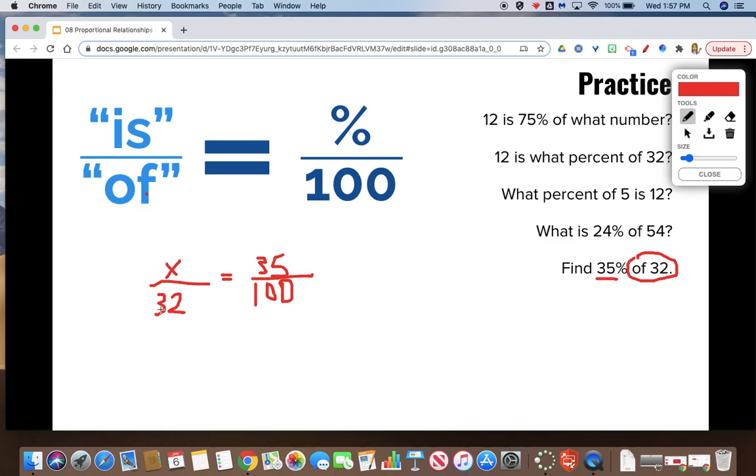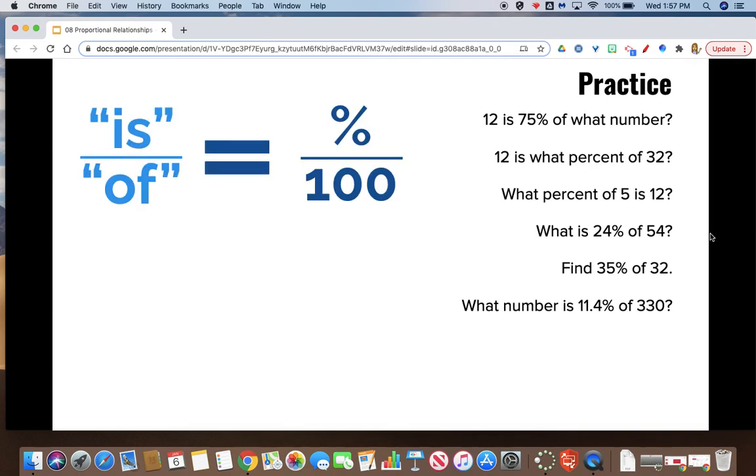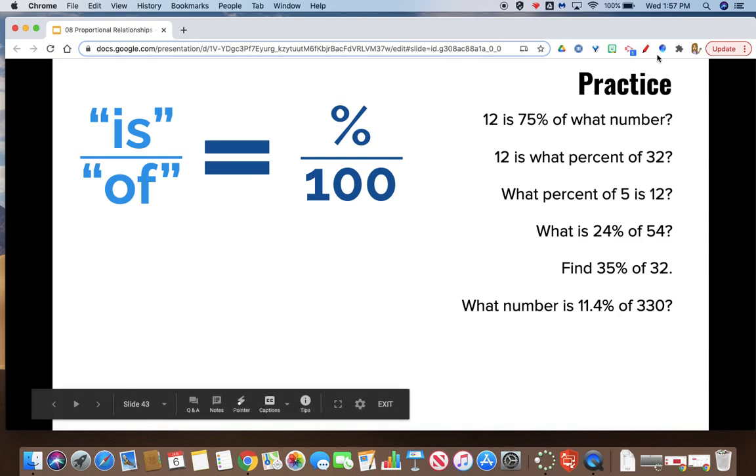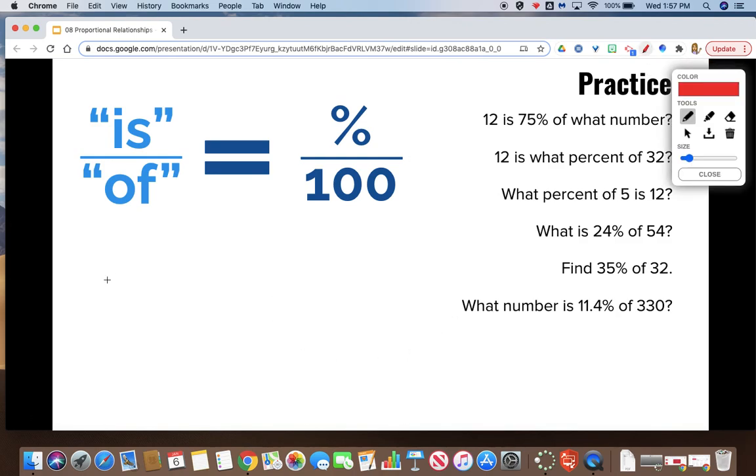Go ahead and solve using cross products. 32 times 35, I got 1,120. Divide that by your last number, 100, you get 11.2. That means 11.2 is 35% of 32. Last one. What number is 11.4% of 330? Why don't you try this one on your own and press play when you're ready to see the answer.